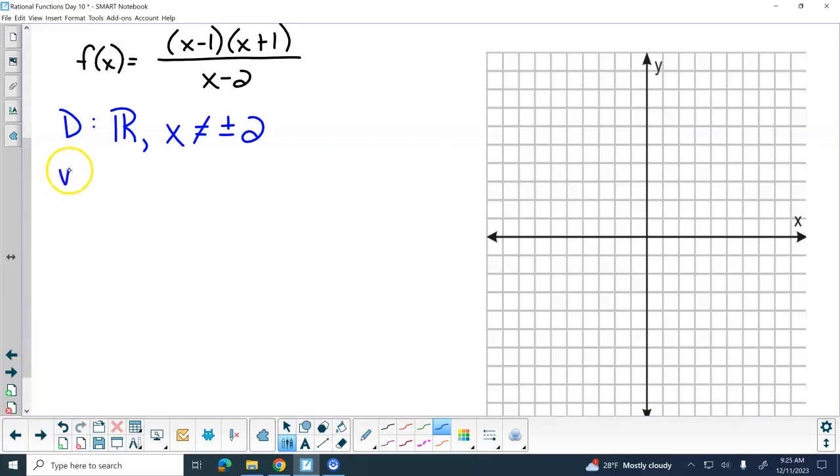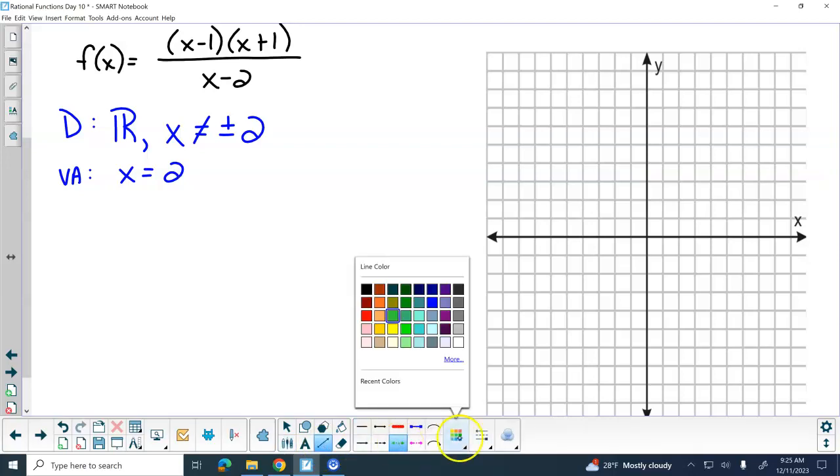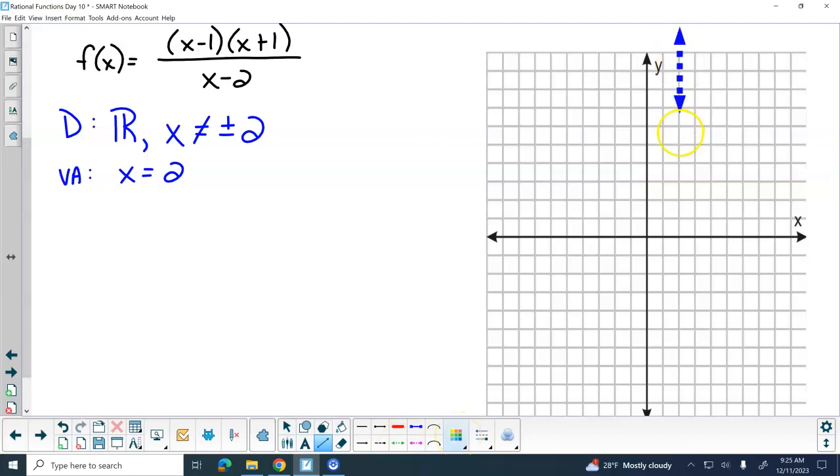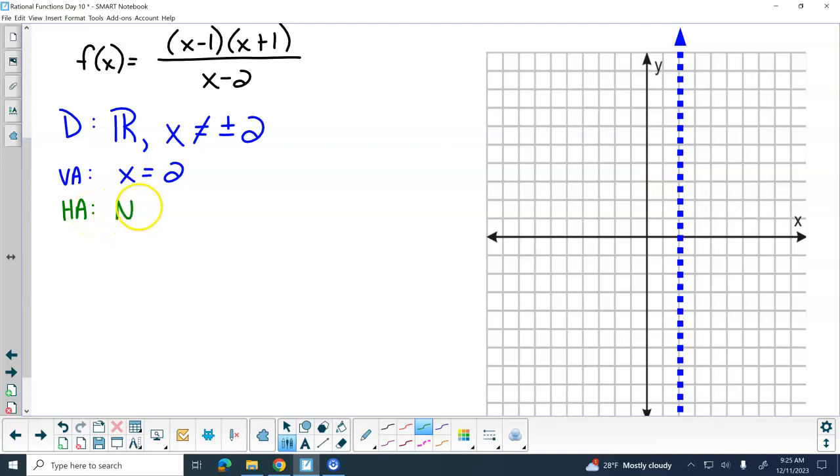Okay. So what is my vertical asymptotes? x equals 2, and only x equals 2, right? Okay. Horizontal asymptote. None? None with an asterisk, right? Because the degree on the top is 2, degree on the bottom is 1. So we're differing by 1, so that means that there's going to be a slant. Okay?